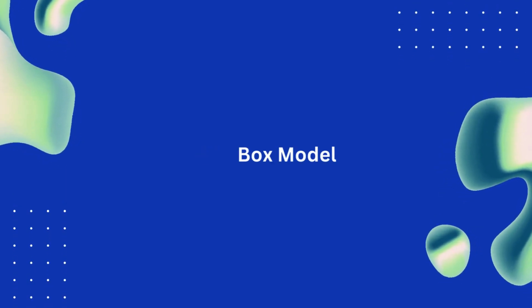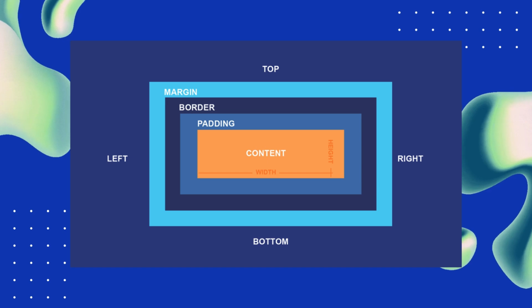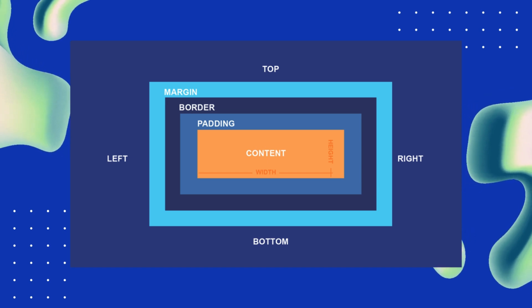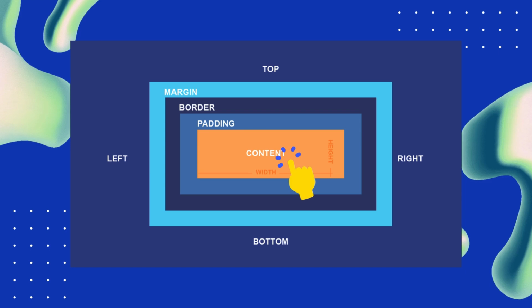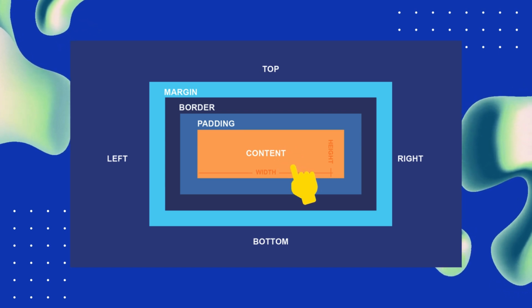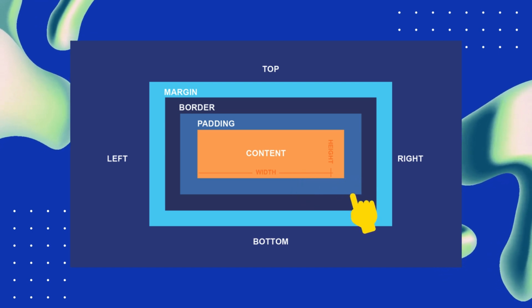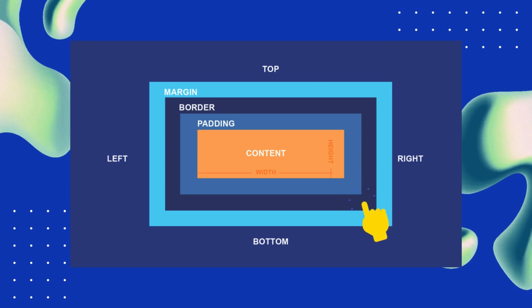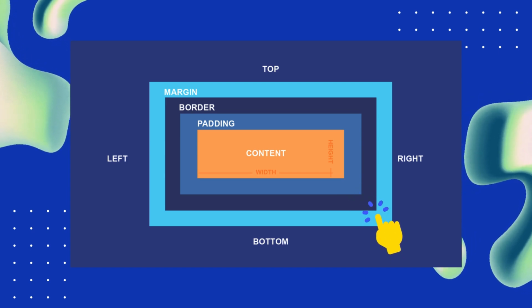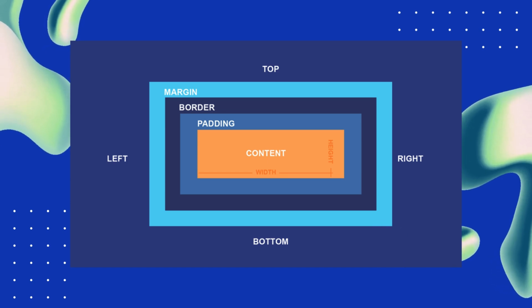Before we wrap up, it's essential to understand the CSS box model. Every element on a web page is essentially a box. The box model includes content, the actual content of the box, like text or an image. Padding, space between the content and the border. Border, the edge of the box. Margin, space outside the border. By adjusting these properties, you can control how much space your elements take up and how they're positioned.